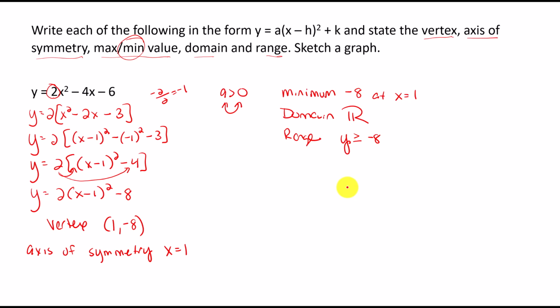Okay, so for this sketch a graph part, our graphs are going to get better in just a few minutes when we talk about x and y intercepts. But in this case, I know that I have a vertex that's at 1, -8, which would be somewhere right around here. So that's the quadrant that I'm in. And I do know that I have an axis of symmetry and that my graph opens up. So just a rough idea, that's what it's going to look like. It's going to get a little bit better soon.